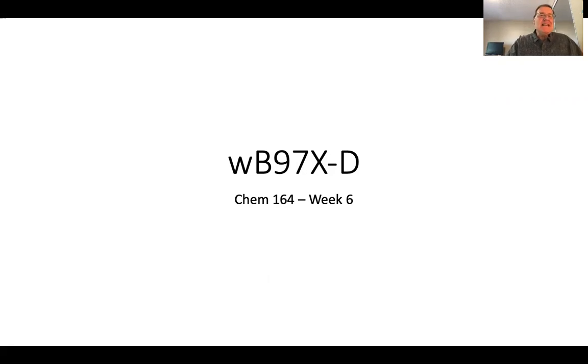So omega B97X-D. Let's see if we can unpack it. There's going to be a hybrid there because it's got exact exchange. There's going to be an explicit inclusion of dispersion, that is long-range interactions, and it's actually going to be done empirically, like an add-on to the functional. B97, so we're not using B88 anymore.